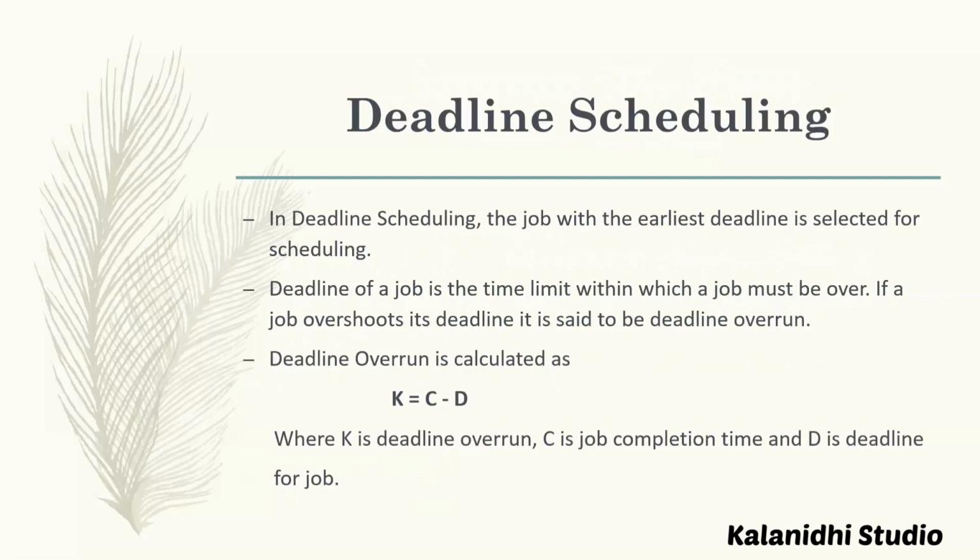Next comes deadline scheduling. In deadline scheduling, the job with the earliest deadline is selected for scheduling. The deadline of a job is the time limit within which the job must be over. If a job overshoots its deadline, then it is said to be a deadline overrun. Deadline overrun is calculated as K equals C minus D, where K is the deadline overrun, C is the job completion time, and D is the deadline for the job. Erratic behavior might result if reliable deadline data is not available.